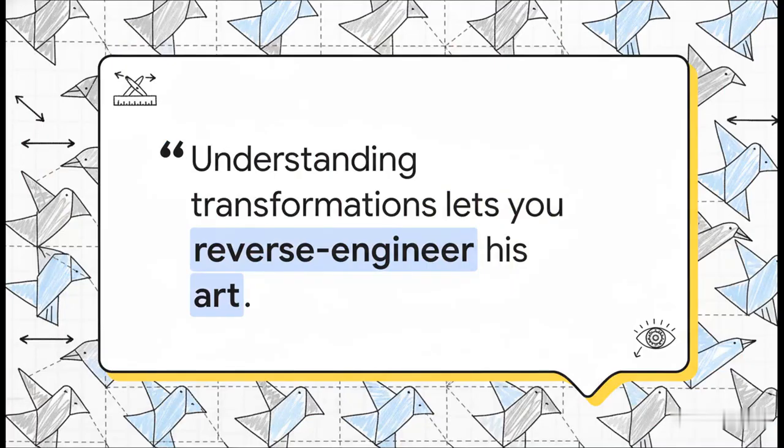And knowing this code, it's like having a superpower. It lets you understand art on a completely new level. You can look at a piece by Escher and not just be amazed by the interlocking birds, but you can actually see how he did it. You can basically reverse engineer his genius.